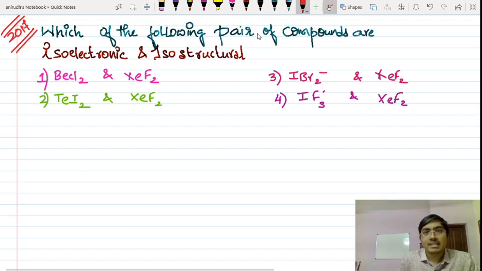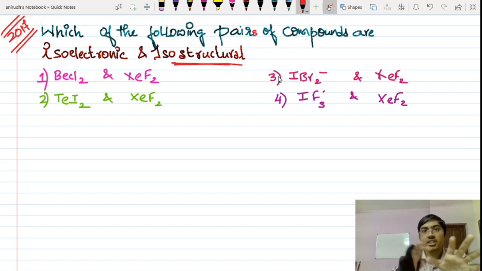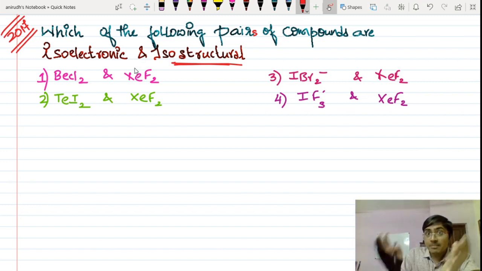Which of the following pairs of compounds are isoelectronic and isostructural? So isostructural is something that we know. If two compounds have the same structure, you call it isostructural, isn't it? Now, what is meant by isoelectronic? There are two schools of thought for this. The first school of thought says that isoelectronic simply means the total number of electrons in both compounds should be the same.